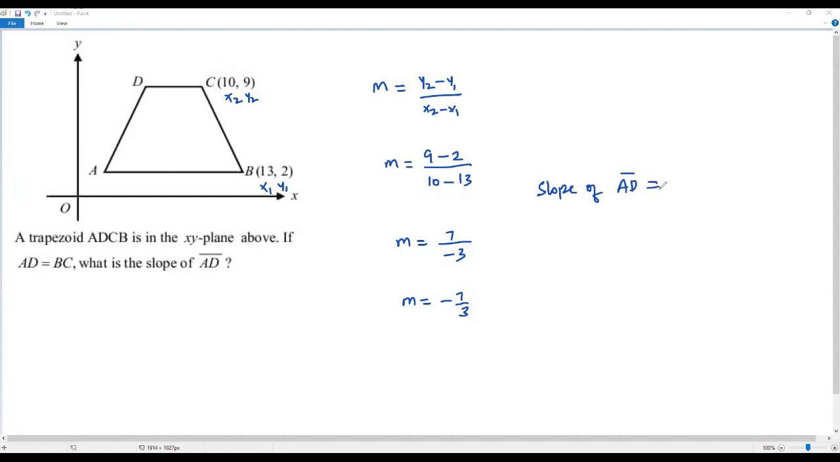To get the slope of line segment AD, we have to take the same slope with the opposite sign. So it's a negative slope, and when we get the slope of AD, we have to change the sign over here. Then we get positive 7 over 3. Therefore, the slope of line segment AD is 7 over 3.